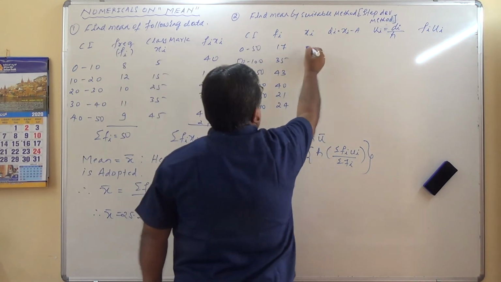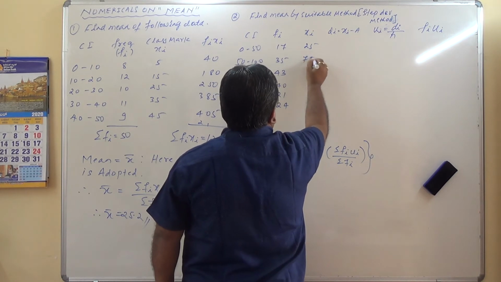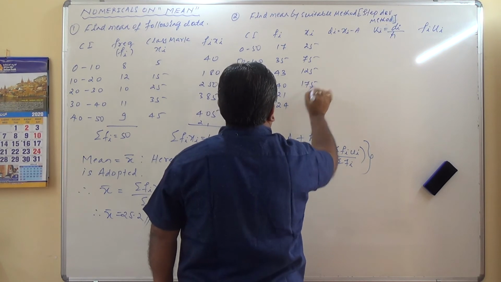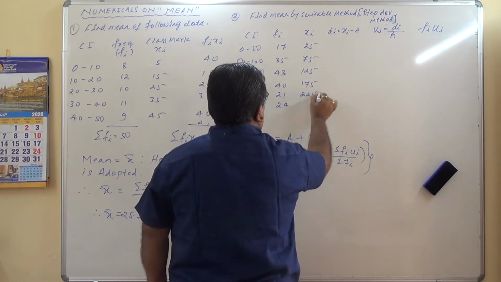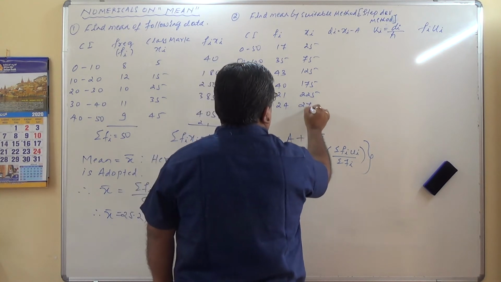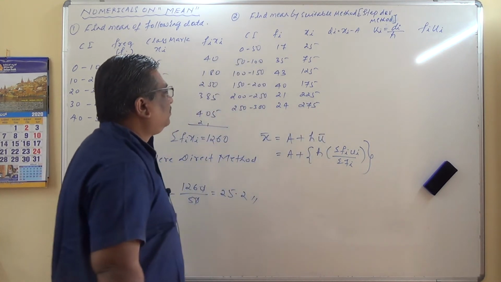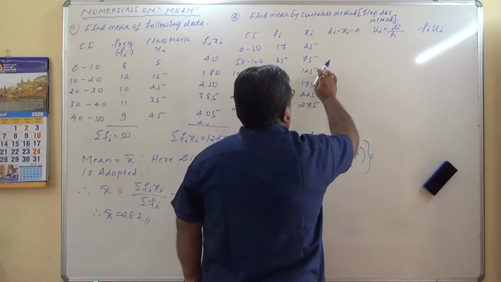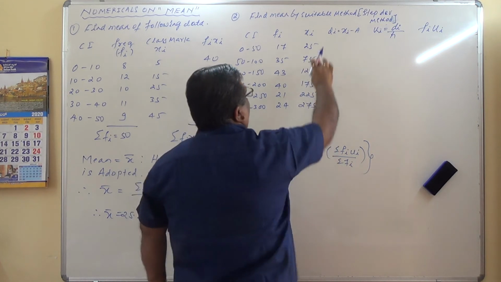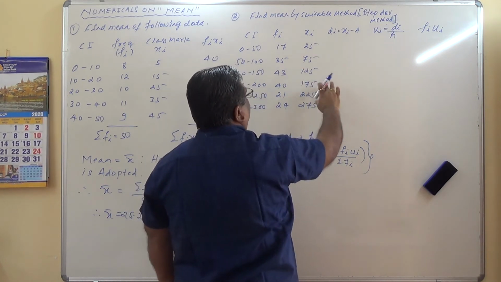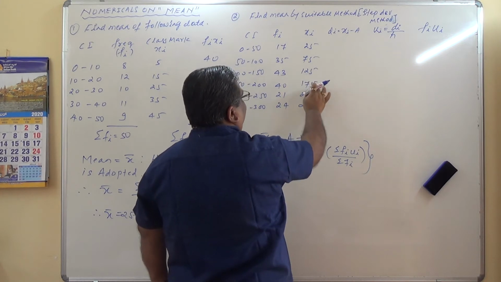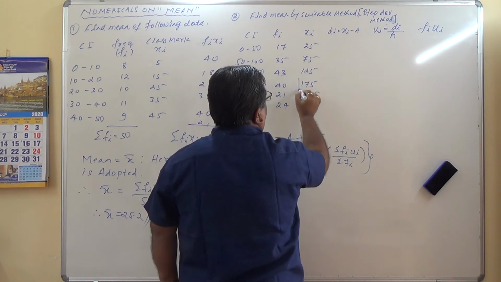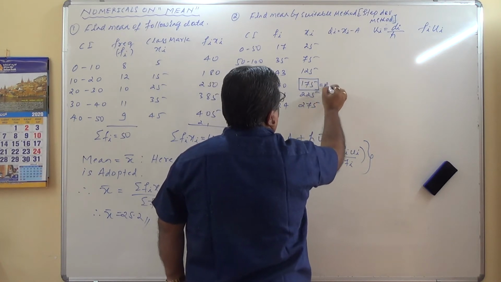Here the class marks are 25, 75, 125, 175, 225 and 275. Is it correct? It is correct. Out of these, I have to denote the assumed mean in the xi column. There are two observations here and three observations over here. Either I can denote 125 as A or 175 as A. Let 175 be equal to A.